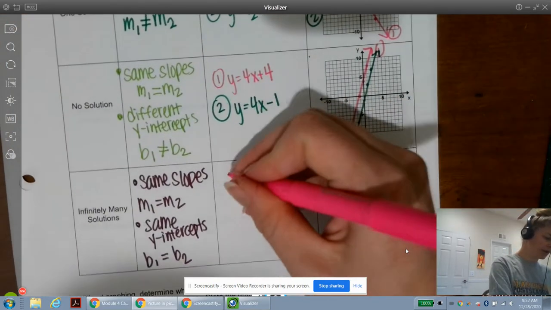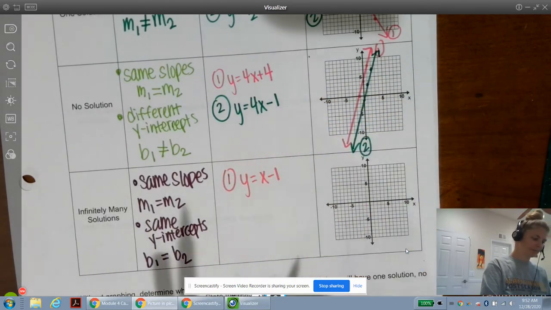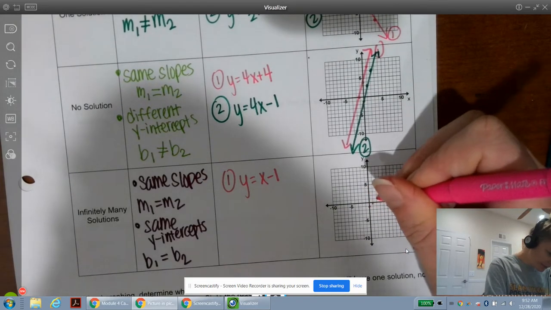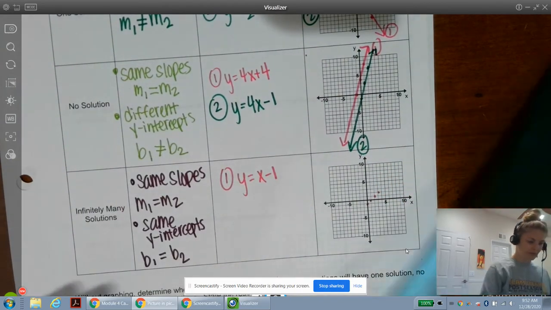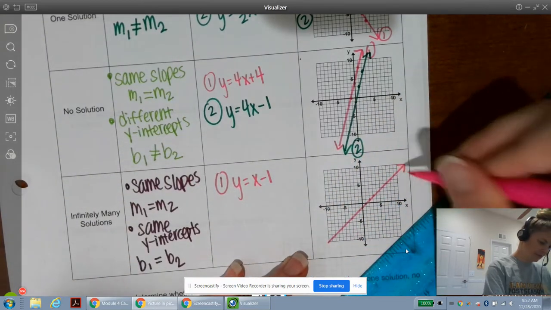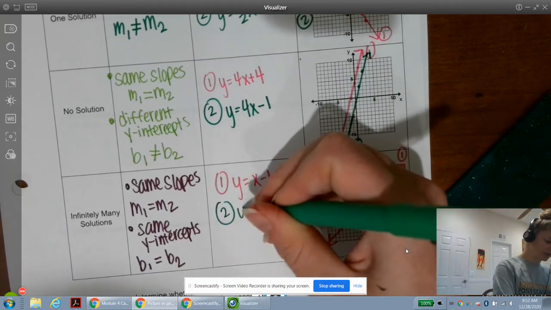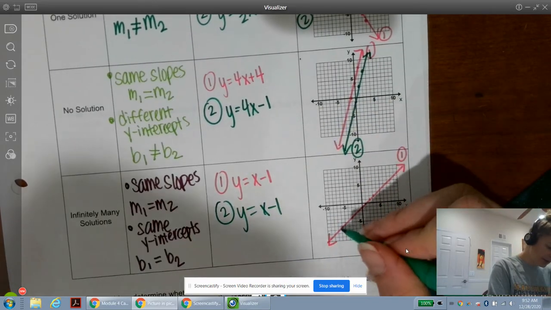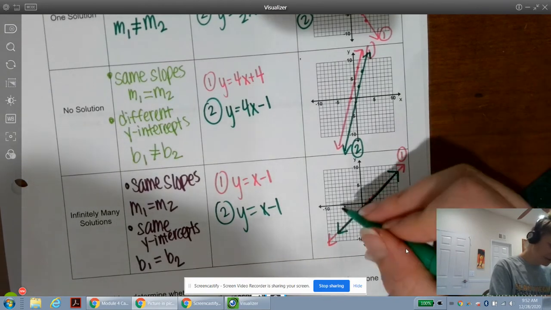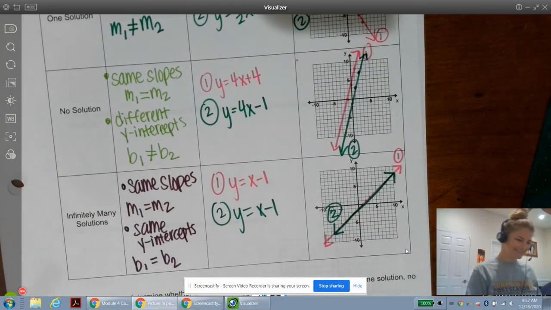So I'm going to use equation 1 to be y equals x minus 1. And I'll graph that. So negative 1, up 1, right 1, up 1, right 1, up 1, right 1. And there's equation 1. And I'll say equation 2 is also y equals x minus 1. And all I have to do is add extra arrows here. I know, Mrs. Barr, you didn't use your line tool, but I did a pretty good job.